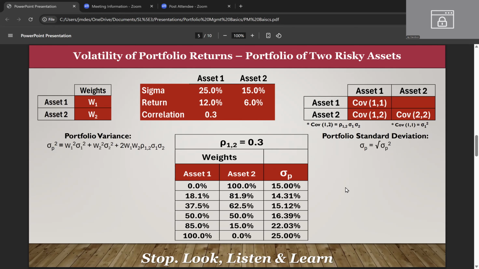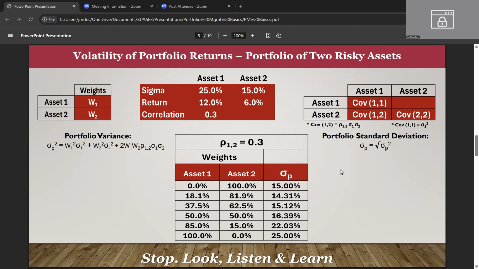So as a result, what we end up doing is standardizing the covariance, and we standardize the covariance by dividing it by the product of the standard deviations of asset one and asset two. And when we do that, we end up getting something that's called the correlation coefficient. And now the correlation coefficient, or the correlation between asset one and asset two, will range from a low of -1 to a high of +1. And -1 would mean that they were perfectly negatively correlated, and +1 would mean that they're perfectly positively correlated.